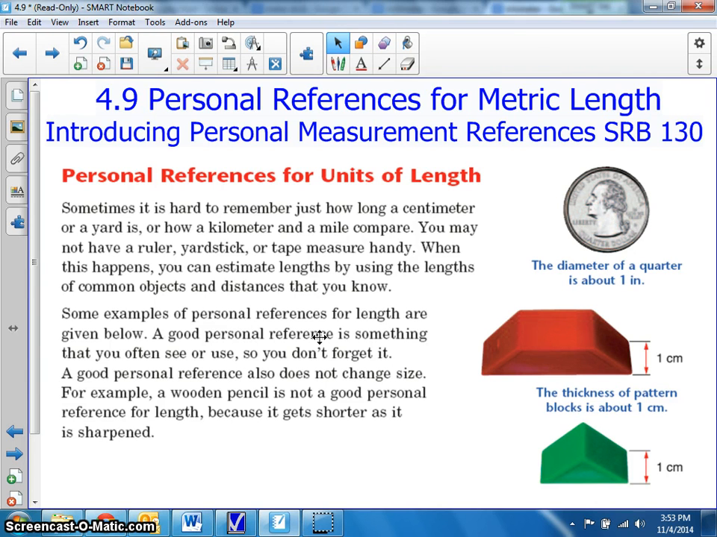A good personal reference is something you use or see often that you don't forget. A good personal reference also does not change size. For example, a wooden pencil is not a good personal measurement because it gets shorter and shorter. Diameter is from one side of a circle to another. A quarter is about an inch, so you can always use a quarter to help measure. The pattern blocks we use are about a centimeter wide.